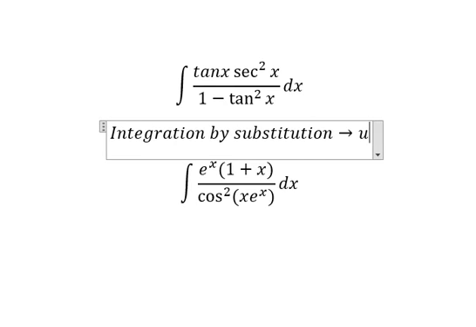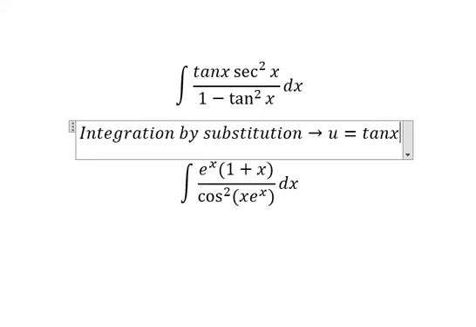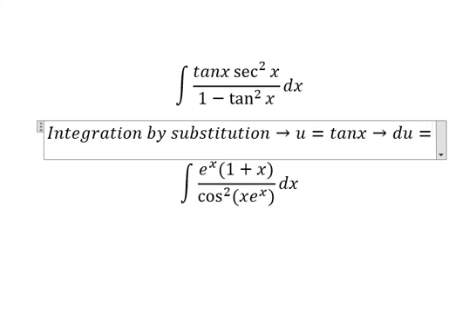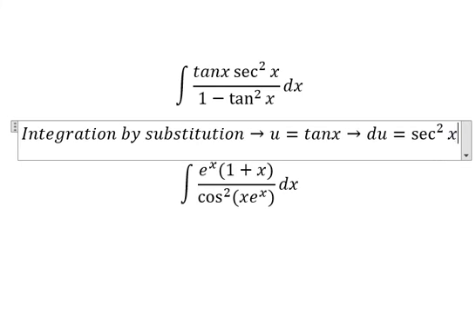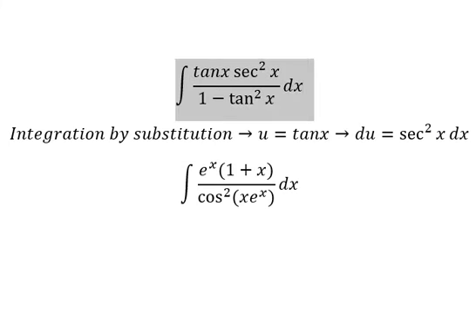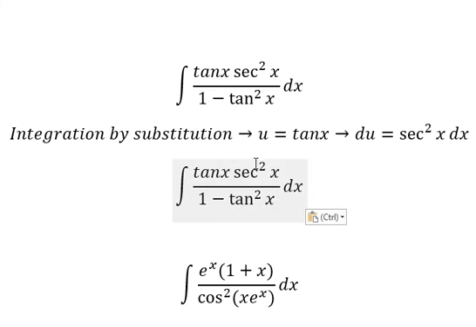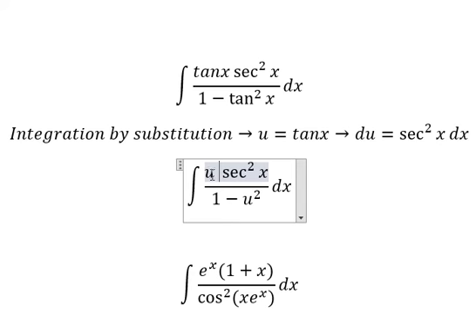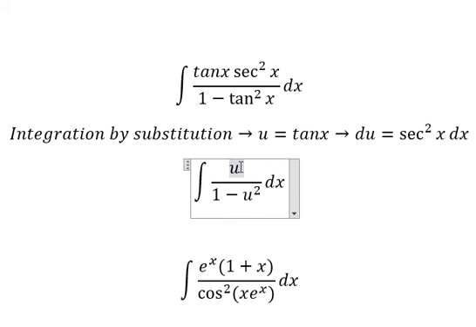So I will put u equals tan x. We first take the derivative of both sides, and we have du equals secant squared x dx. This one we change for u, and we have u squared. This one we change for u. Secant squared x dx we change for du.